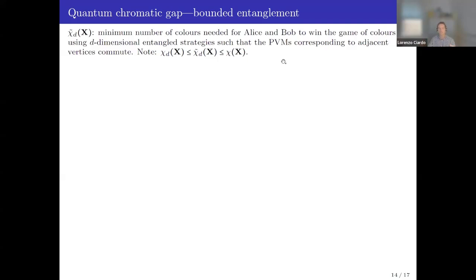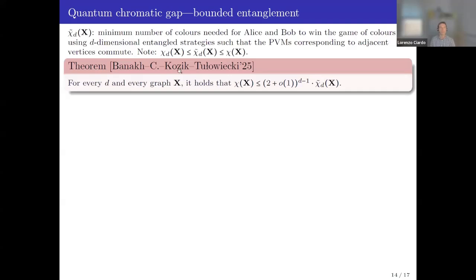So this is something that is very natural to require for CSPs that are not binary, so on higher arity. Notice that here I'm putting some extra constraints. So the quantum chromatic number, as I defined it before, is never bigger than this new notion. So chi d is less than or equal to chi tilde d, which is less than or equal to chi. Okay, so what we showed in a recent paper with Bana, Kojic, and Tuluyeki is that for every d and for every x, the classical chromatic number of x is at most some constant factor, a constant depending only on d, times the d-dimensional quantum chromatic number using commuting strategies.